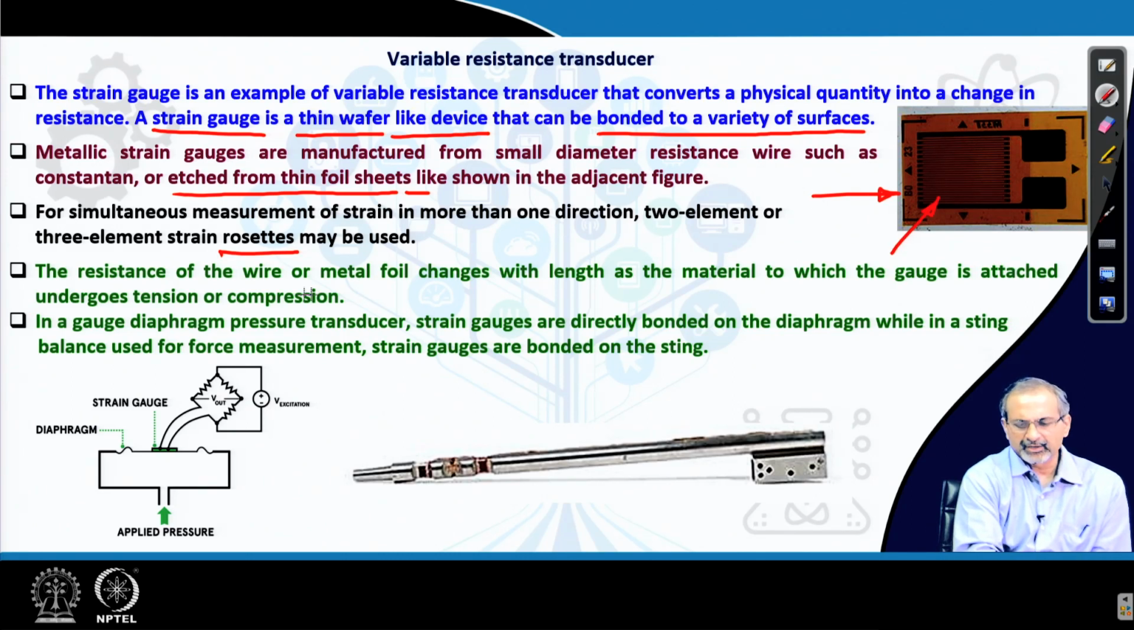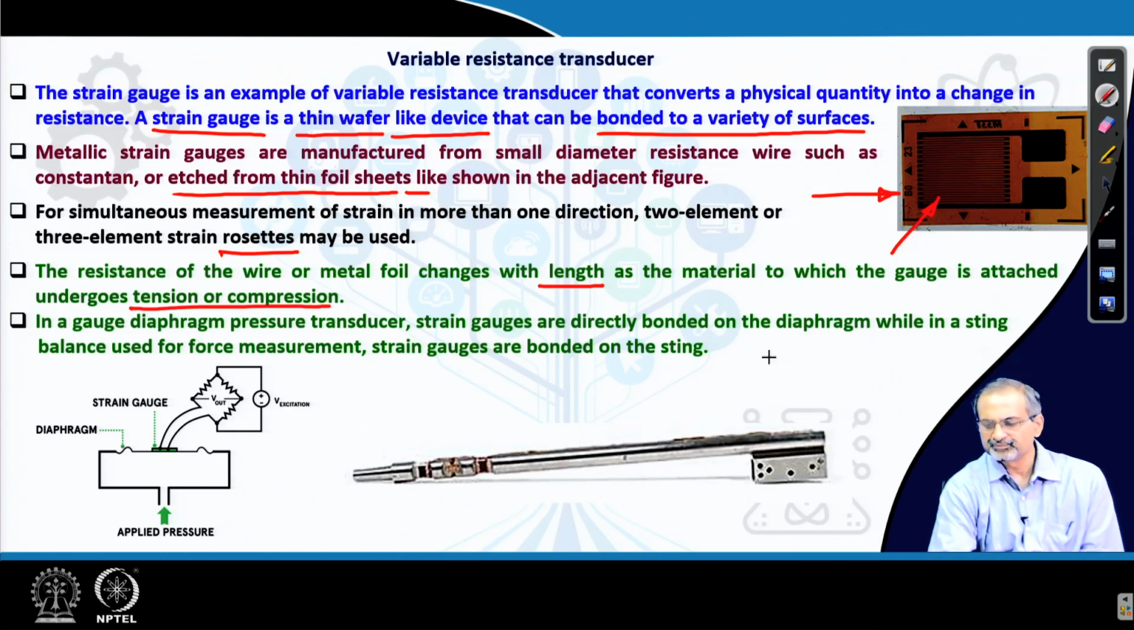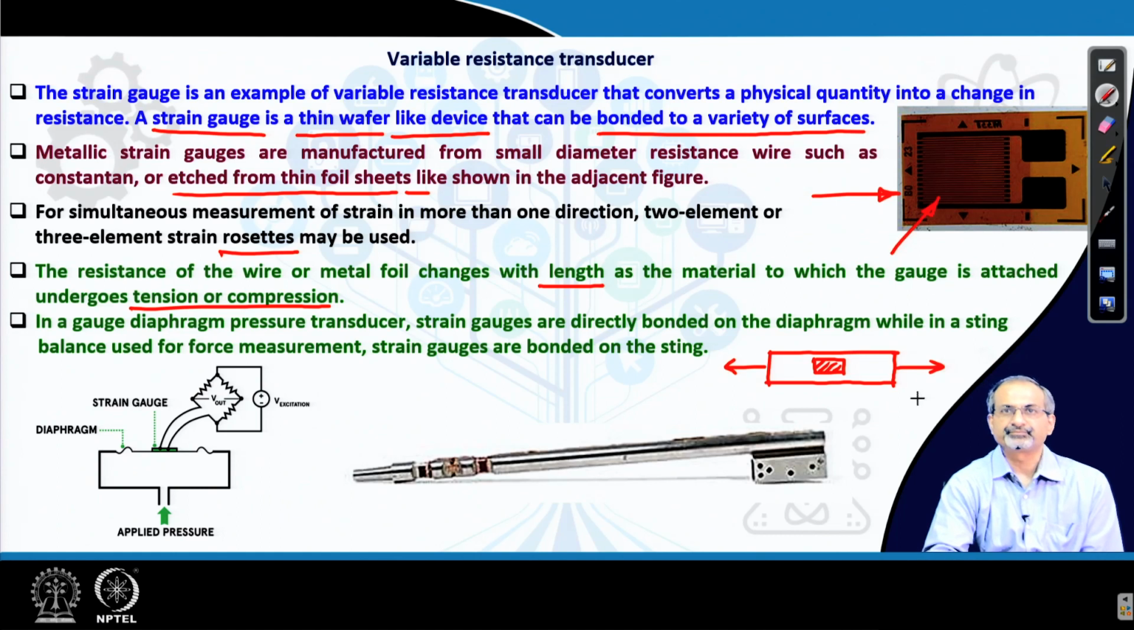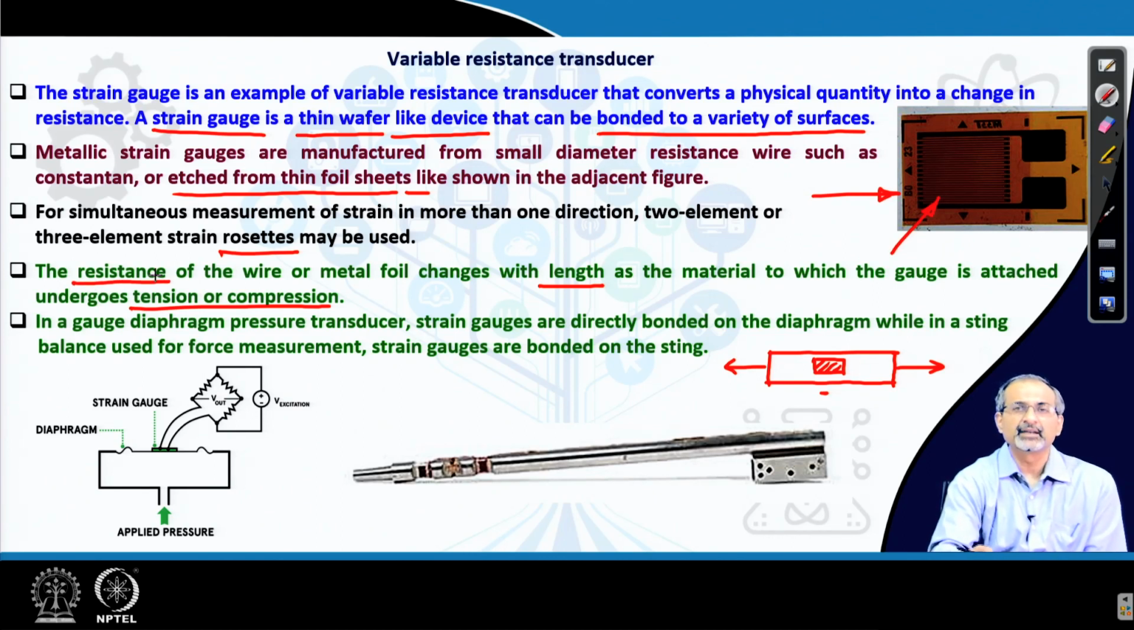The resistance of the wire or the metal foil changes with length as the material to which the gauge is attached undergoes tension or compression. So, when this foil is attached to a certain element, let us say a rod, with some portion of it flattened on which you have mounted the strain gauge, and you are subjecting it to some axial tension, there will be a small change in length of this strain gauge which is fitted to that surface, and that changes its resistance. That change in resistance finally gets converted in terms of an electrical output.